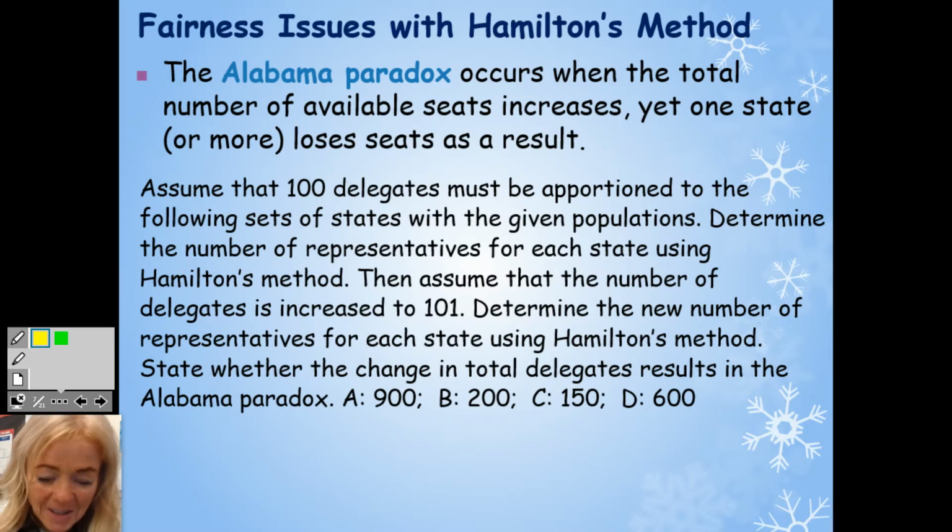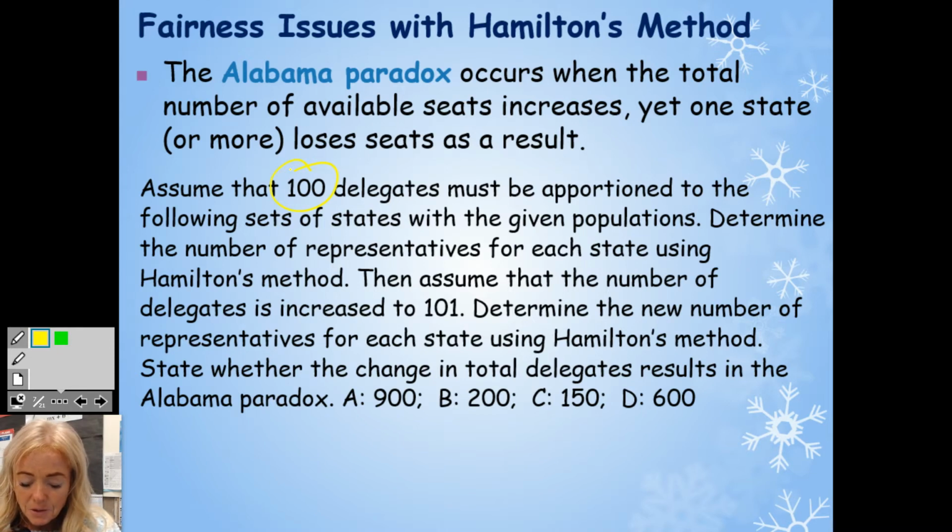Okay, now I am probably going to use every bit of this page because this takes quite a bit of work actually. So first thing we're going to do is figure out how many delegates each state gets with 100 delegates. So 100 delegates. The first thing we're going to do is find that standard divisor.